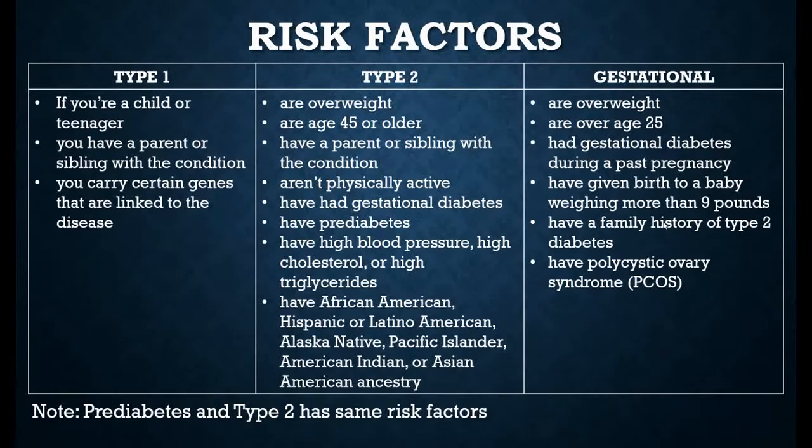Asian American ancestry. To talk about gestational, the risk factors are being overweight, being over the age of 25, having had gestational diabetes during a past pregnancy, having given birth to a baby weighing more than 9 pounds, having a history of type 2 diabetes, or having PCOS. Keep in mind this is for the mothers.